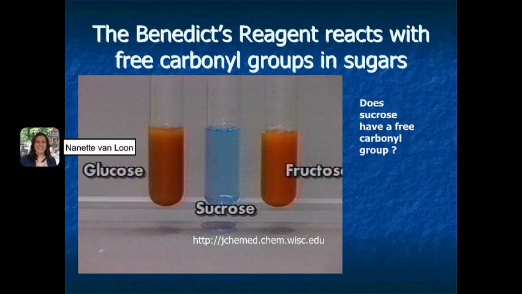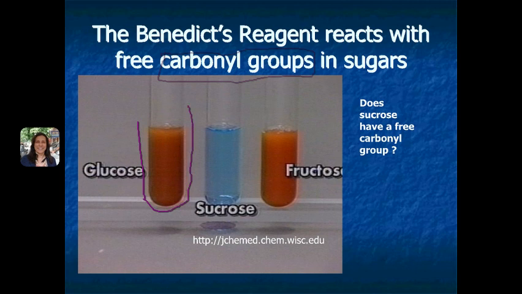The Benedict's reagent is based on copper sulfate that can react with the carbonyl groups in sugars. Specifically, it has to be a free carbonyl group that can react with this copper sulfate and reduce it to copper oxide. That produces a reddish precipitate. And so you can see here that both glucose and fructose test positive in the Benedict's reagent, but sucrose does not.